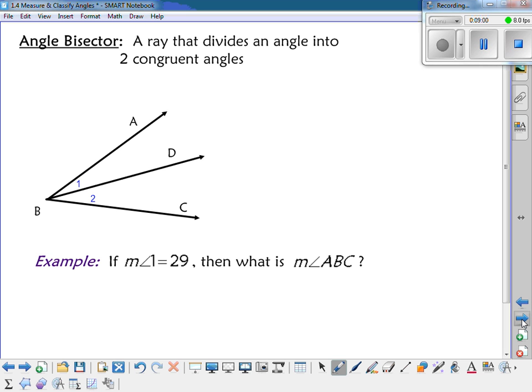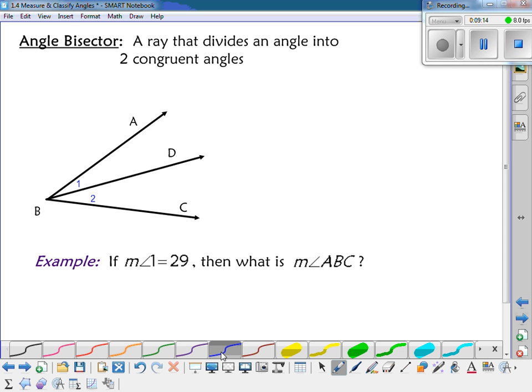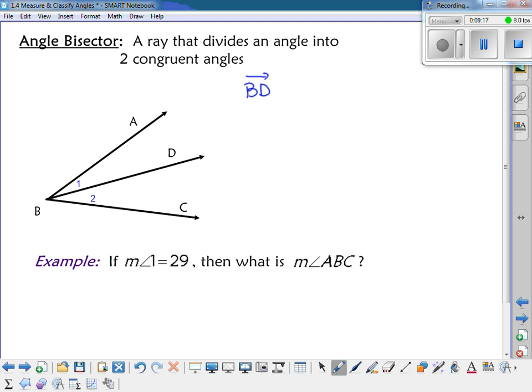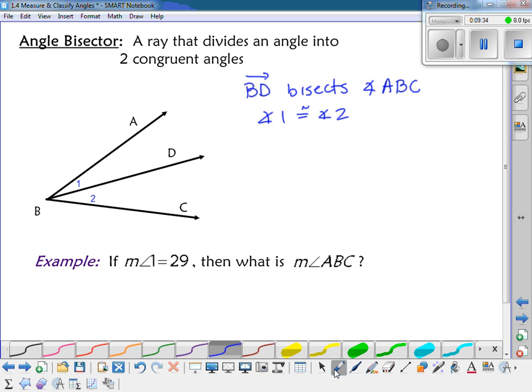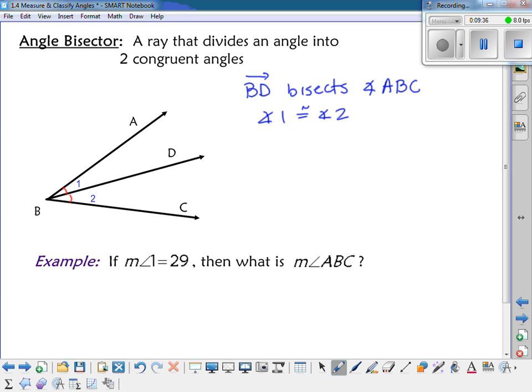An angle bisector is a ray that divides an angle into two congruent angles. So in this figure, I have bisected angle ABC. So ray BD bisects angle ABC. So what that means then is that angle 1 is congruent to angle 2, because to bisect is to cut it in half exactly. So I could mark that in my picture, again with those little arcs, to show that those two are congruent to each other.